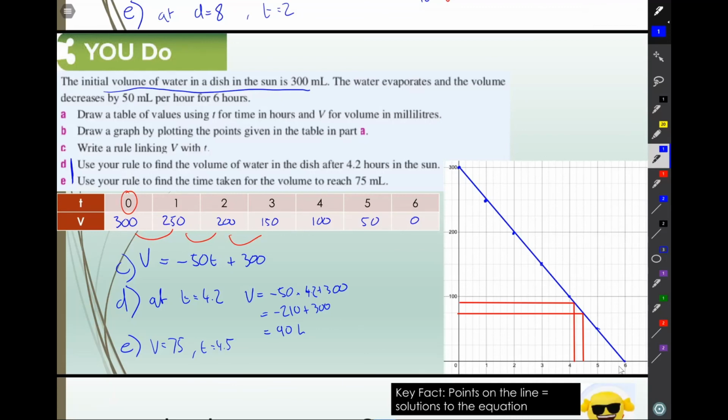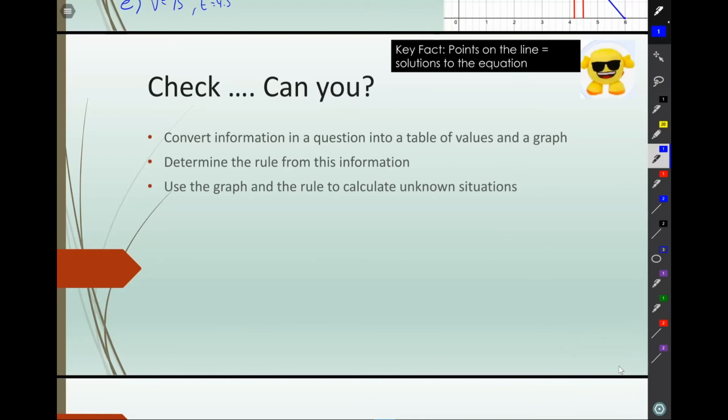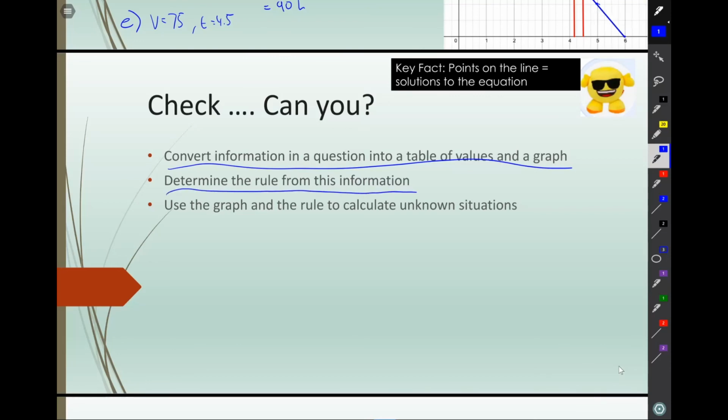If you want, you can check that with the rule and see if I got it wrong or right. So don't forget to come back and check the success criteria after you've started working through some of the questions. We should be able to convert our information into a table of values and draw the graph. We can get the rule from this information because the questions are asking us to do that. But remember, we don't really need to use the rule if we have the graph, because we can always find our answers from the graph. But the rule also will always work too.